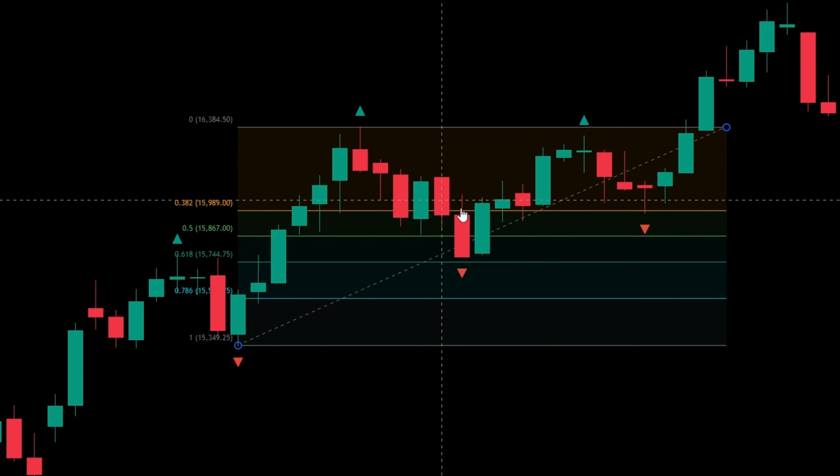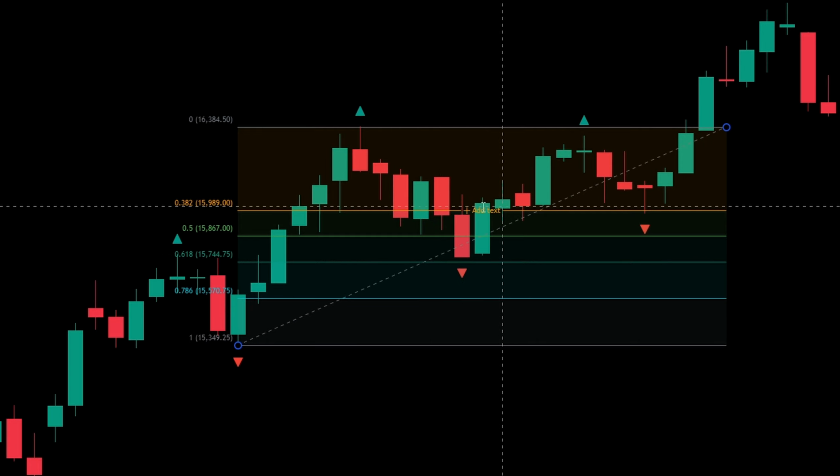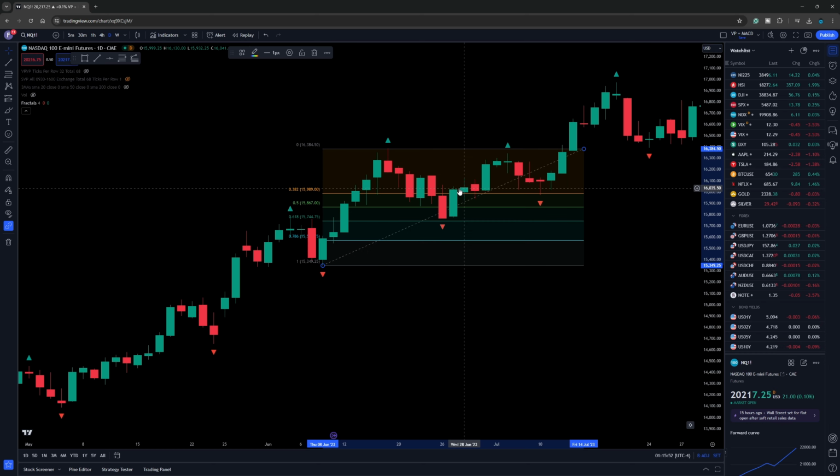Notice what did price do? Came right down, almost hitting the 61.8 Fibonacci level. Then we get almost a bullish engulfing candle. So on the close of this candle, we can then look to enter the trade. Target number one being all the way back up here towards the swing high. And then target number two, we can push out for a potential runner.